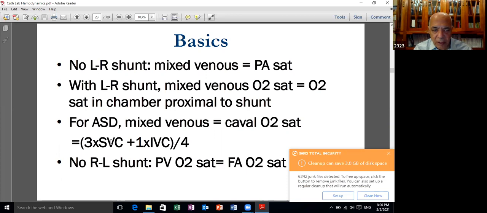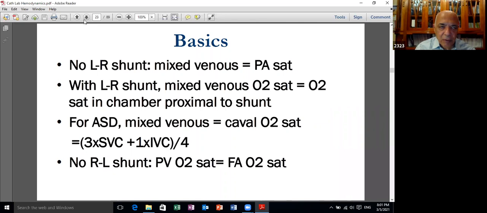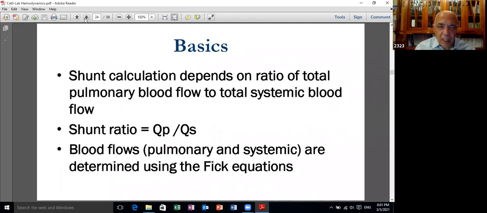This is the mixed oxygen saturation in patients with an atrial shunt, whether we are talking about anomalous pulmonary venous return or atrial septal defect in its various kinds. Normally, if there is no right to left shunt, then the pulmonary venous oxygen saturation will be equivalent to the systemic oxygen saturation. Obviously, if you have a right to left shunt, there will be down regulation of the oxygen saturation from the left atrium or the pulmonary veins down to the systemic arteries. So shunt calculation depends on the ratio of the total pulmonary blood flow to the total systemic blood flow.